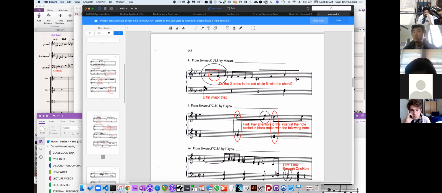So then we're looking at this and thinking, what's going on here? This is moving up and then it's skipping down. What I'm asking is, does this A flat fit with an E flat major chord? Is A flat in an E flat major triad? No, it's not, right? How about F? Is F in an E flat major triad? It's not, right? So we have two notes that are not chord tones.